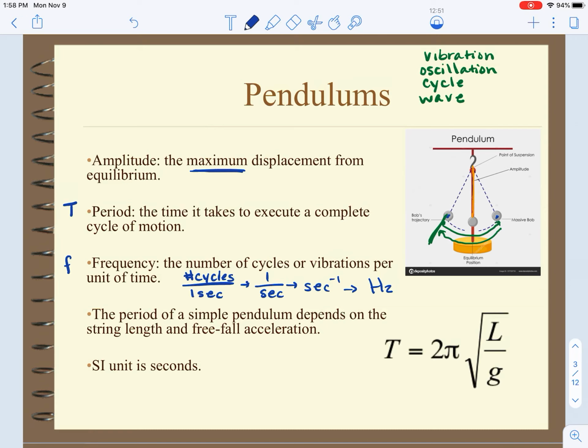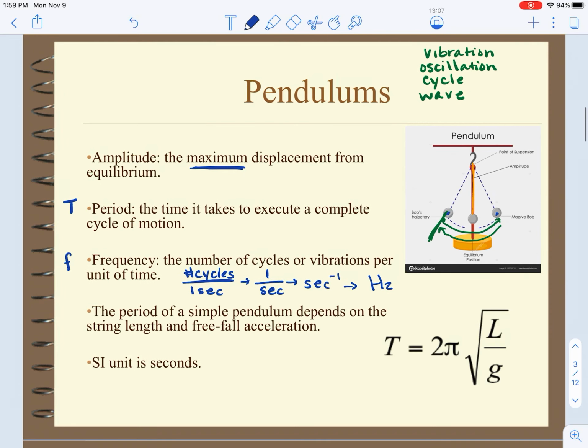Now, if we cannot, or maybe we do not wish to, actually have our pendulum go through its motion, but we want to calculate what the period would be for our pendulum, then we would use this equation right here. T equals 2 pi times the square root of L/g, where T, once again, is the period, and we are going to want this to be measured in seconds.